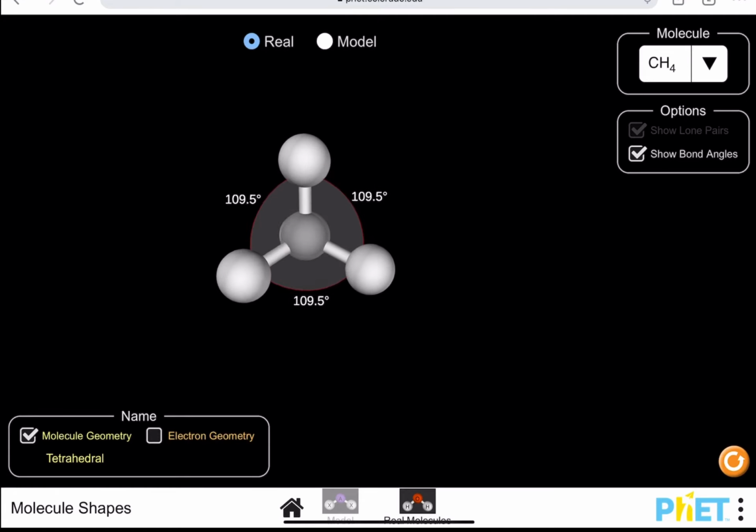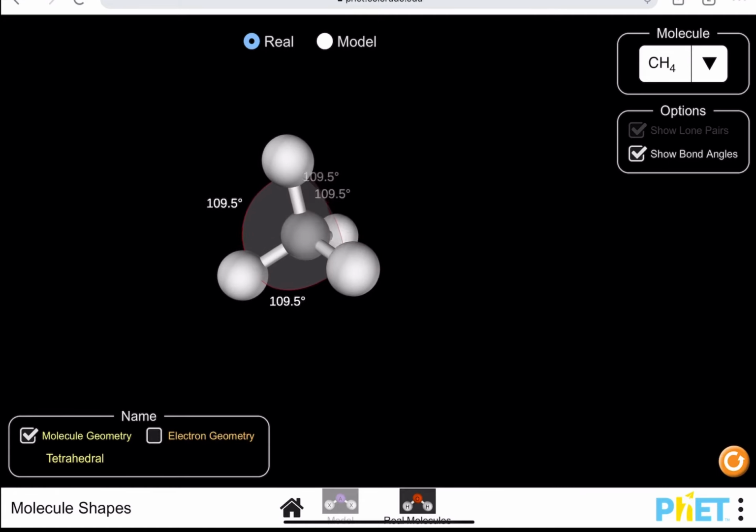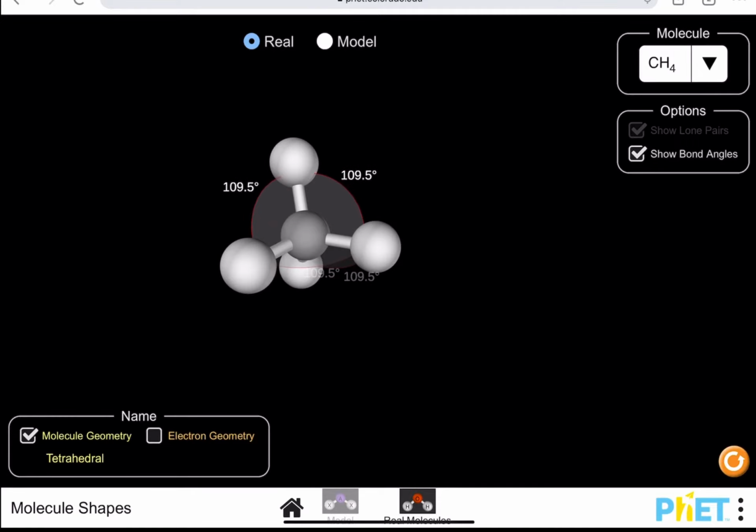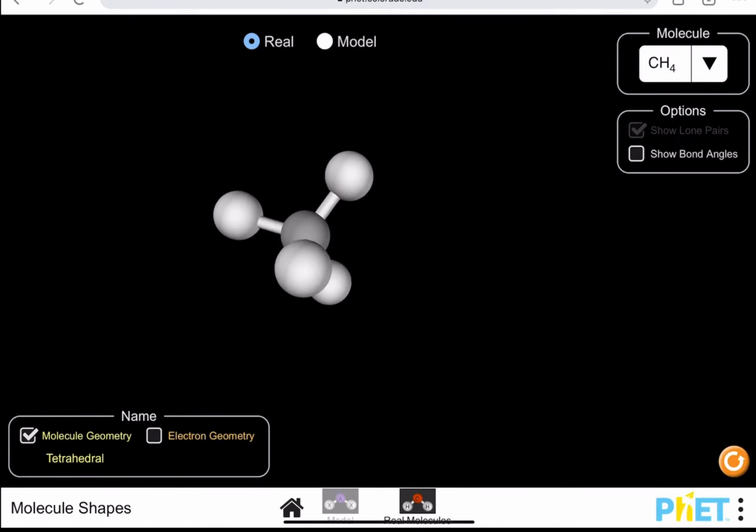And you can imagine it sitting on top of a table, and we've got that pyramid shape underneath it and one coming above it. So this is our tetrahedral shape.